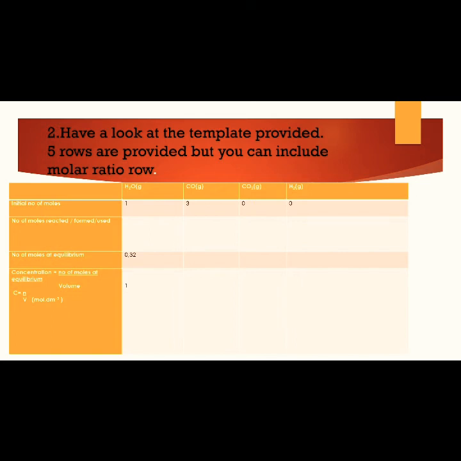Fill in all the information given. The initial number of moles is 1 mole for water, 3 moles for carbon monoxide, CO. Number of moles at equilibrium: the water vapor is 0.32 moles. Fill in also the volume of 1 decimeter cube in the fifth row. Have a look at the template provided.